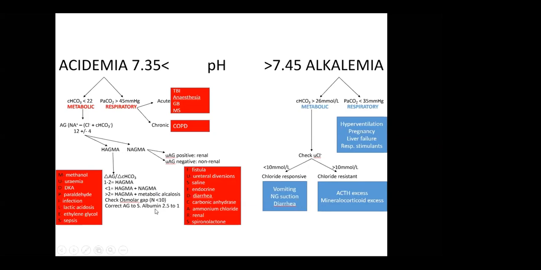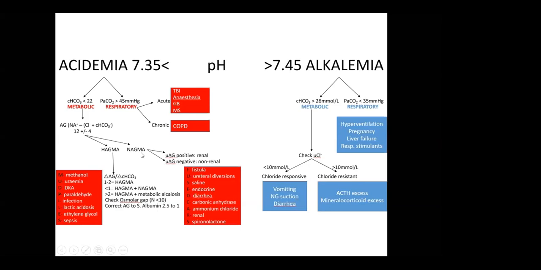Another issue for high anion gap metabolic acidosis is correcting the anion gap for albumin. As you know, albumin is a weak acid. So for each 1 gram per deciliter loss in albumin, you have to add 2.5 to the calculated anion gap. It will give you the corrected number of the anion gap. So we finish with high anion gap and will move to normal anion gap metabolic acidosis.